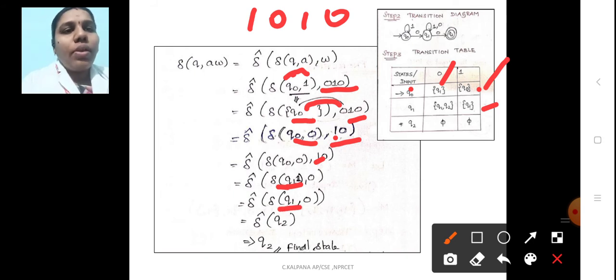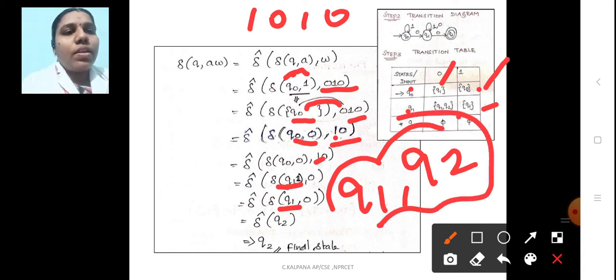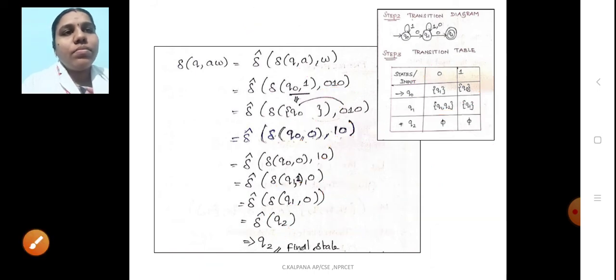Then Q1 on 0. Q1 on 0 gives Q1 and Q2. So first write Q1 on 0 is Q1, and Q1 on 0 is Q2. Here it reaches the final state. The final state is Q2. So we can write directly Q2 here, eliminating Q1. When the input reaches the final state, we can say the given input is accepted. So this is the first method.